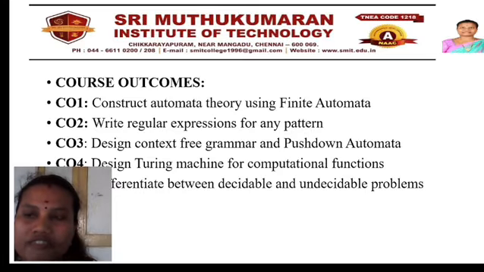Finite automata define how a machine processes an input string and decides whether to accept or reject it. Finite automata means it involves discrete input and output values. CO2: write regular expressions for any pattern. CO3: design context free grammar and pushdown automata. CO4: design Turing machine for computational functions. CO5: differentiate between decidable and undecidable problems.